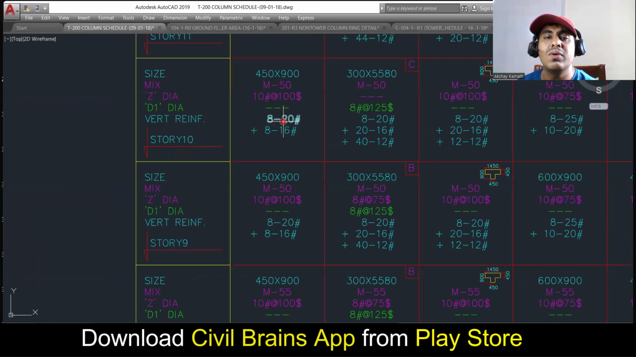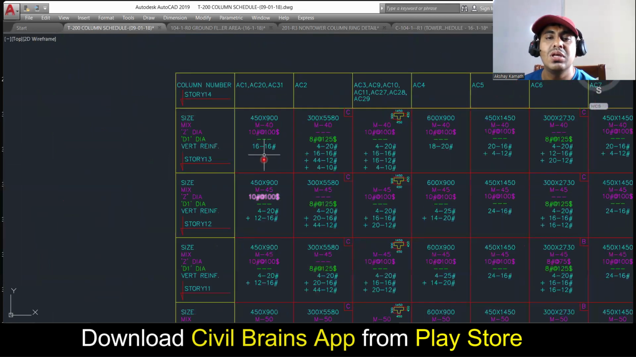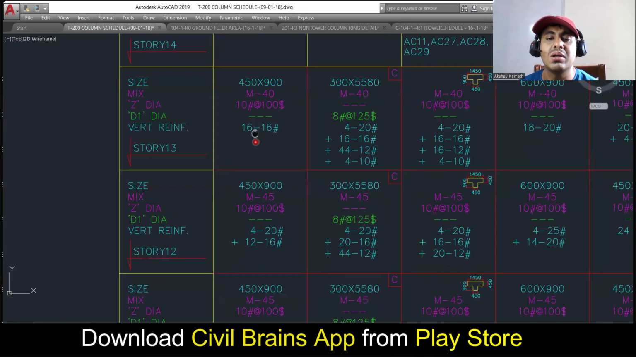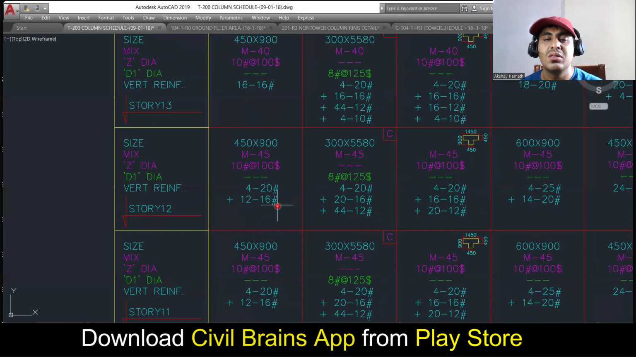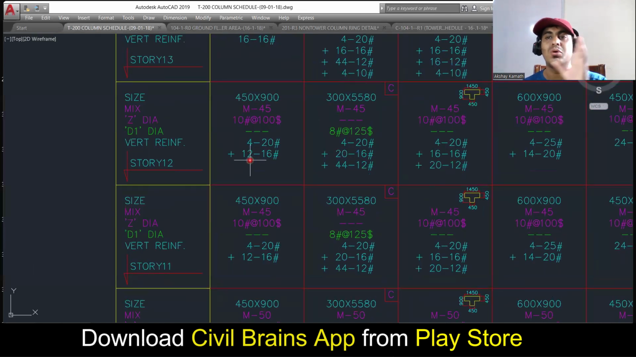We are going with 20. We are going with which one? Yeah, we are going with 16 diameter 16 bar, 20 diameter 4 bar, 16 diameter 12 bar. One thing you have to remember, I told you in the initial classes also, whenever you're going to the upper floor, only the diameter of the bar will change, but the number of bar will remain the same.